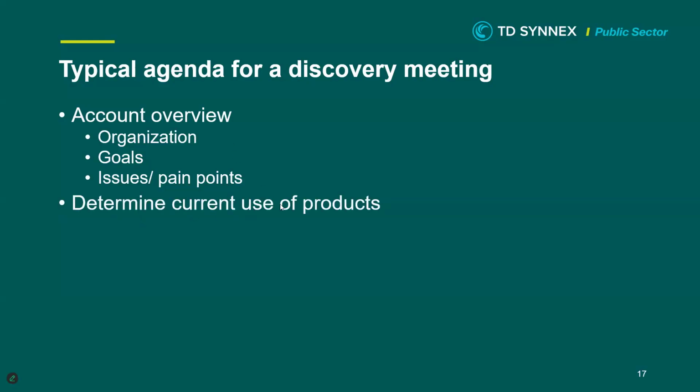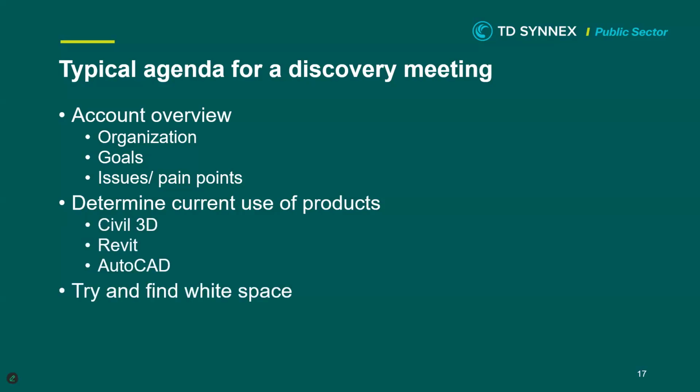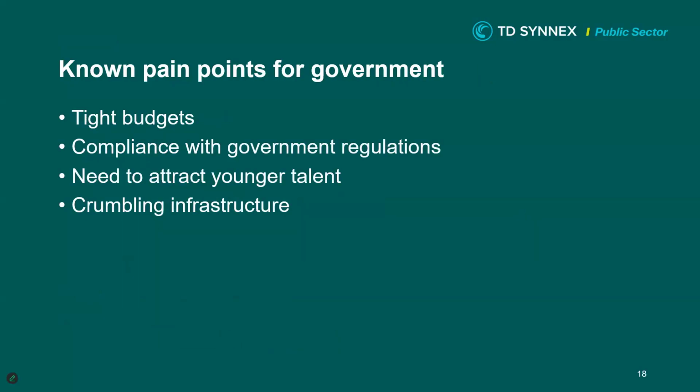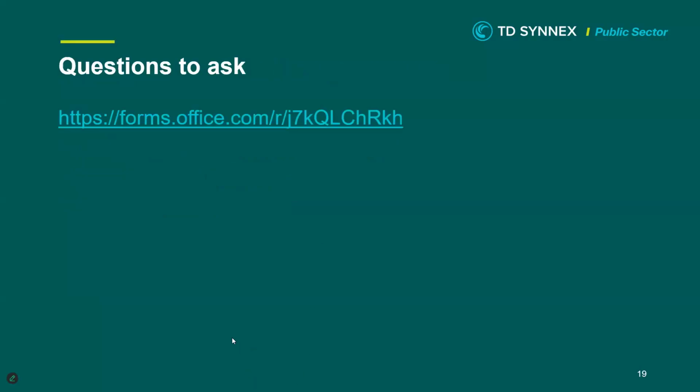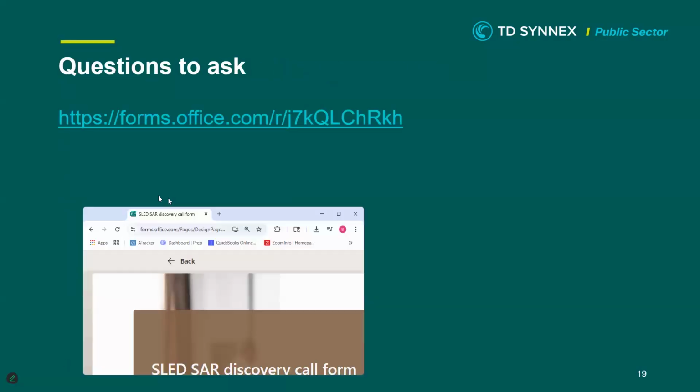Then you get into their products, like what are they using? Is it Civil 3D, Revit, AutoCAD? And you try to find white space. And again, the methodology that I'm going to show you in a second will help you do all that. And then just summarize everything. All right, so let me jump in here. I'm going to share this form here.